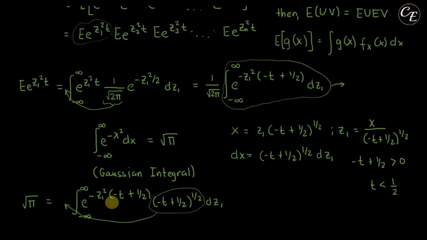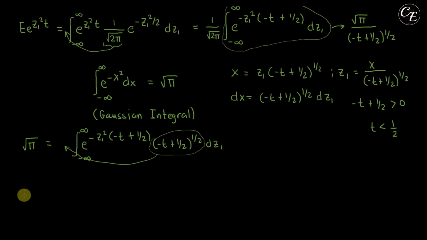Then this one will be square root of pi over this constant in here. So we have here (negative t plus 1/2) raised to 1/2. And then the expectation of e raised to z sub 1 squared t is equal to 1 over square root of 2 pi, and then times this. So we have here times square root of pi over (negative t plus 1/2) raised to 1/2. And then in here we can cancel out this square root of pi and the pi inside this square root. Then what remains in here is 2 raised to 1/2.